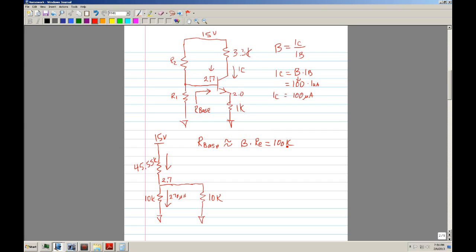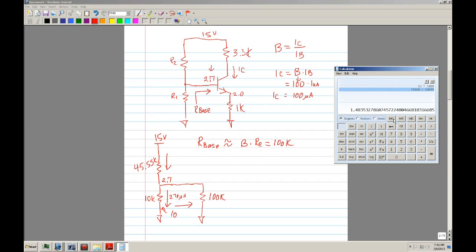Okay. So now we have this. It looks like 100K. So this thing is 10 times bigger than that. So it doesn't affect it. So now let's see what the reciprocal is. These two in parallel, right? Okay, let's see what the voltage is.